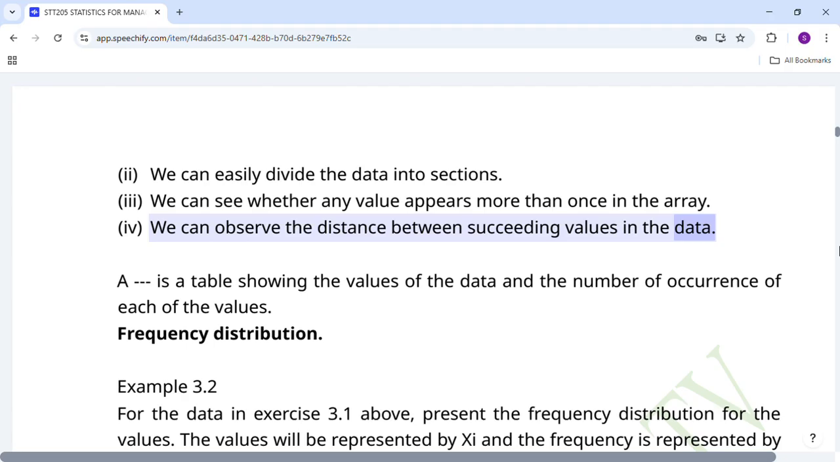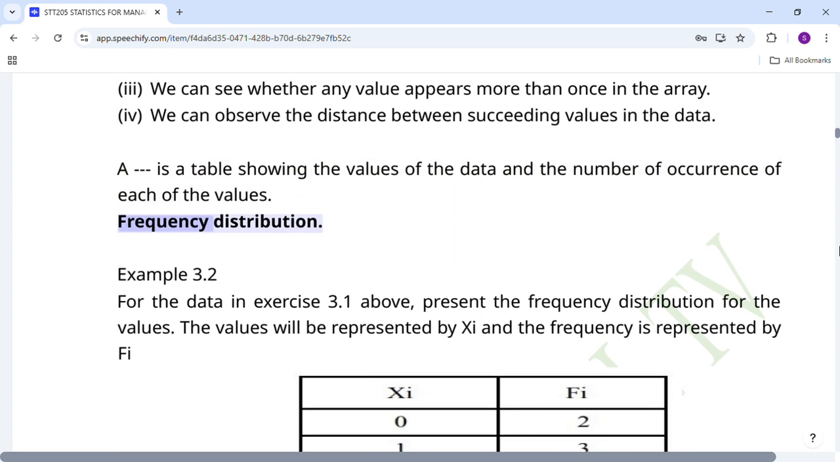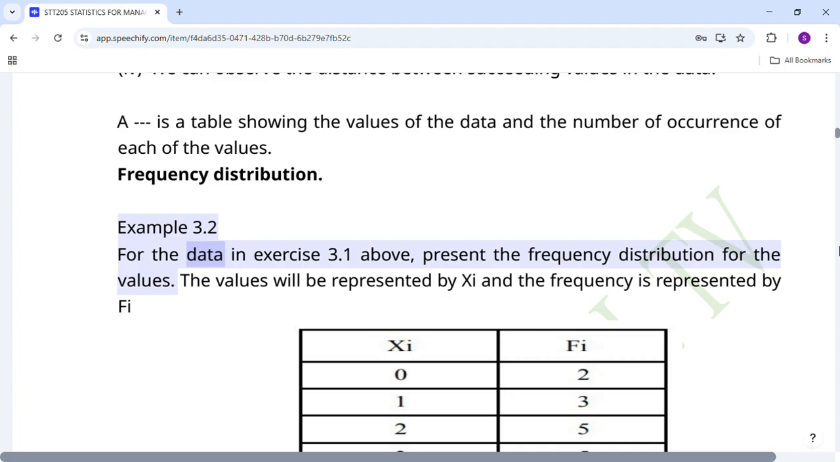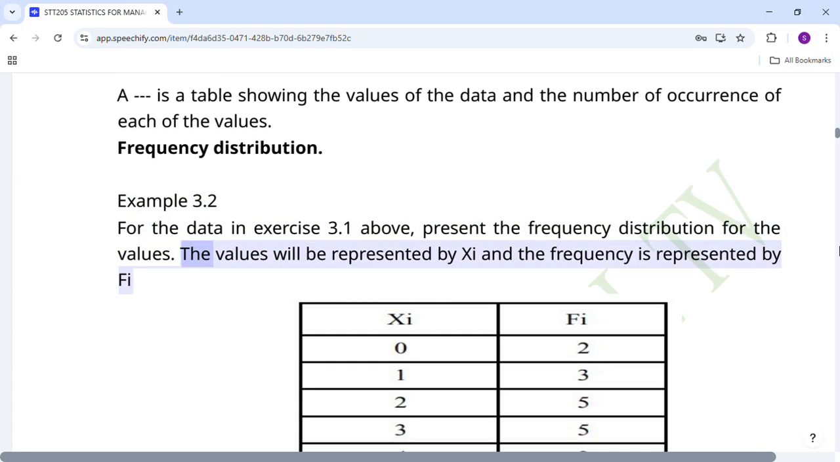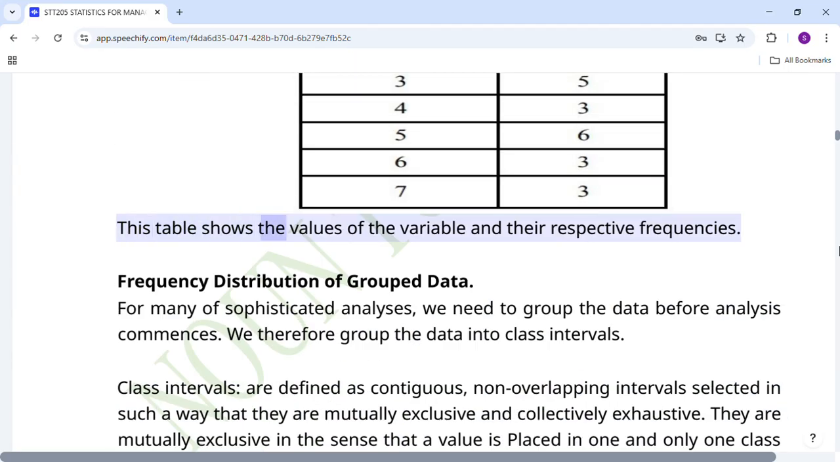A frequency distribution is a table showing the values of the data and the number of occurrences of each of the values. Example 3.2. For the data in exercise 3.1 above, present the frequency distribution for the values. The values will be represented by xi and the frequency is represented by fi. This table shows the values of the variable and their respective frequencies.